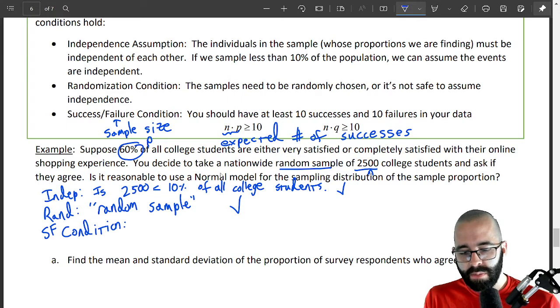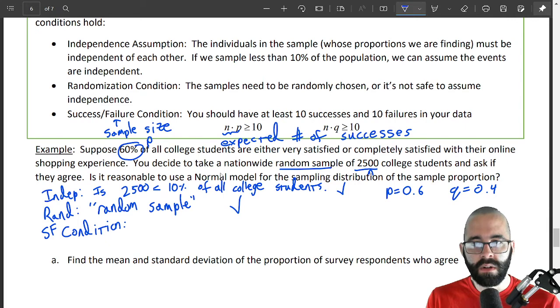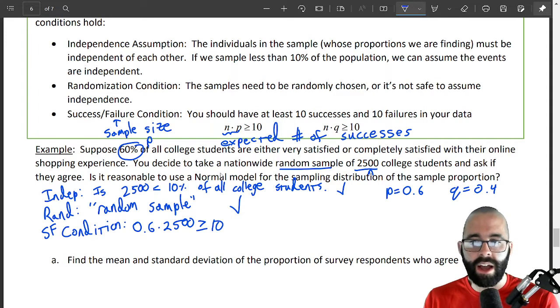Well, P is 0.6, right? So Q is 1 minus that. It's 0.4. N times P has to be at least 10. So what's N times P? It's 0.6 times 2,500. I don't even need to calculate it out. I know that's at least 10. It's over 1,000.